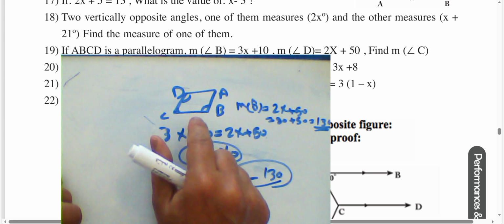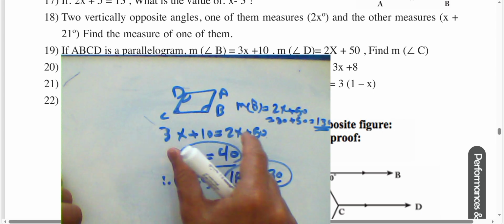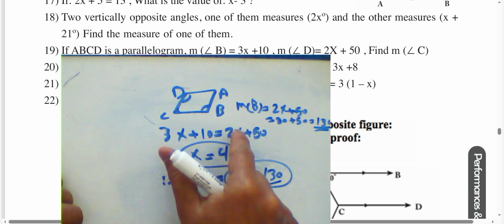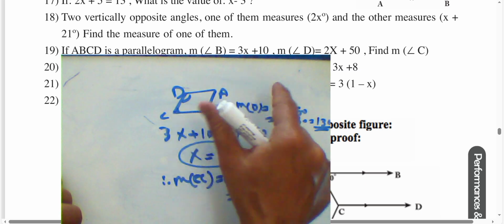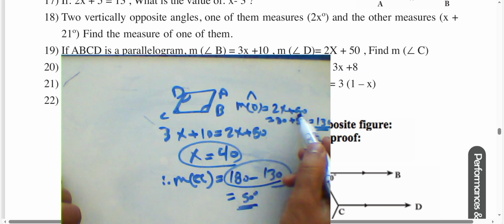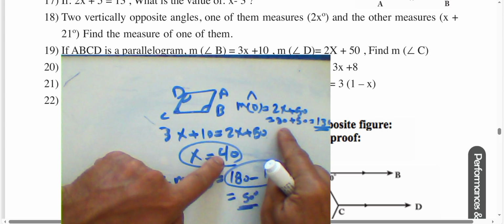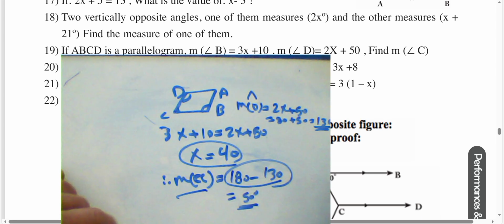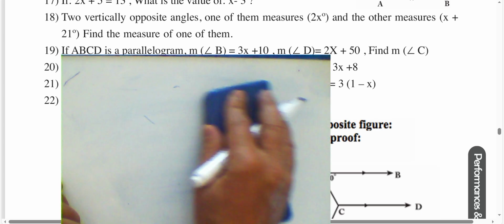So the first step, we know the measure of angle D equals angle B, they are equivalent. You can solve this equation to find the value of x. Put x equal to 40 in angle D. Angle D here was 2x plus 50. 2 times 40 equals 80. 80 plus 50 is 130. Then angle C will be 180 minus 130, which is 50 degrees.